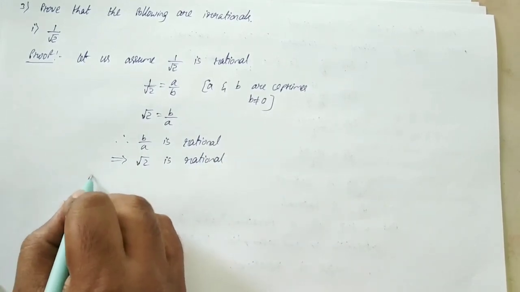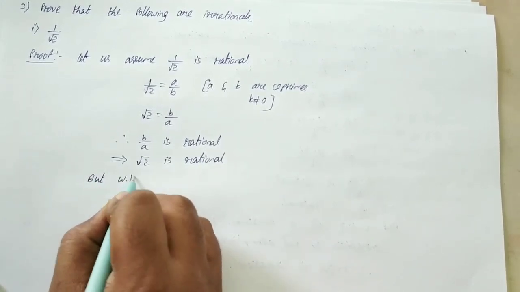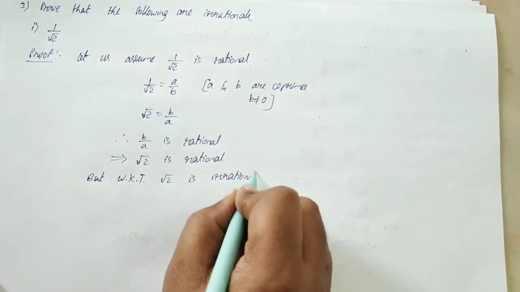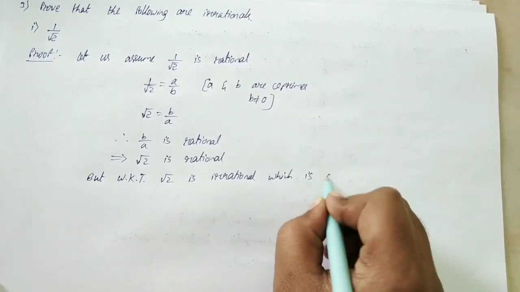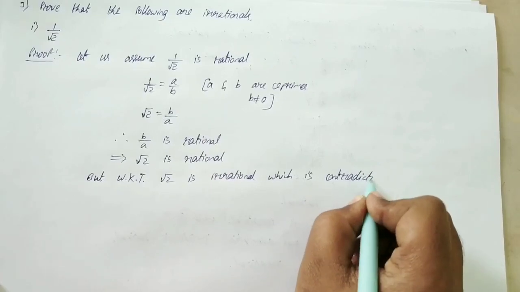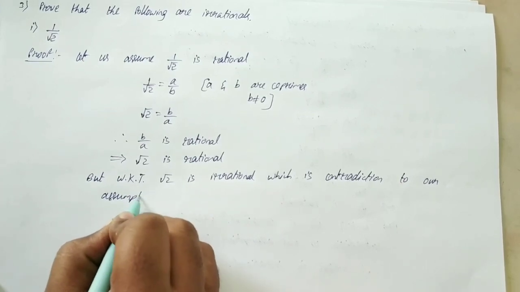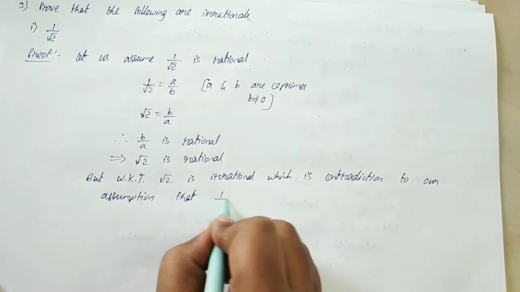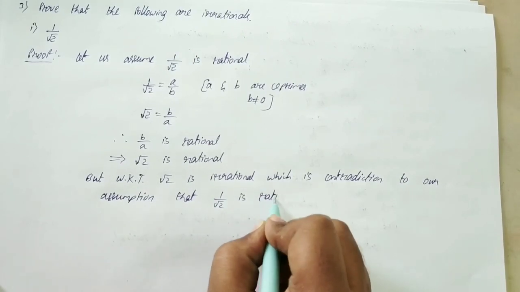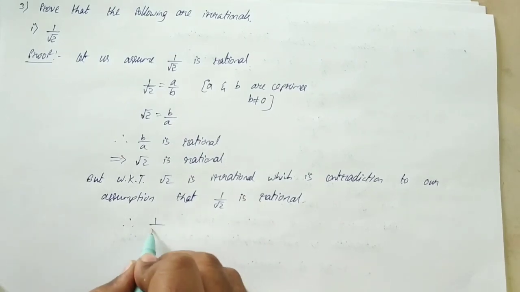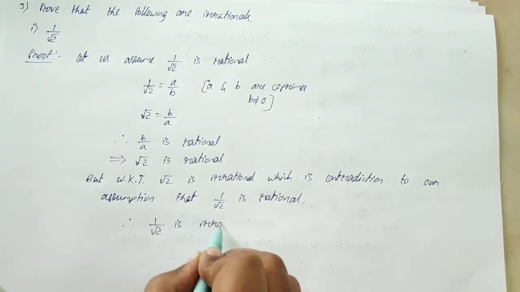But we know that root 2 is irrational, right? But we know that root 2 is irrational, which is a contradiction to our assumption. What is our assumption? 1 by root 2 is rational. So what we took, 1 by root 2 is rational, that is wrong. Therefore 1 by root 2 is irrational.